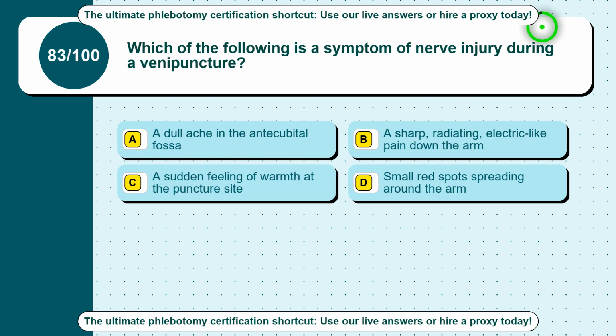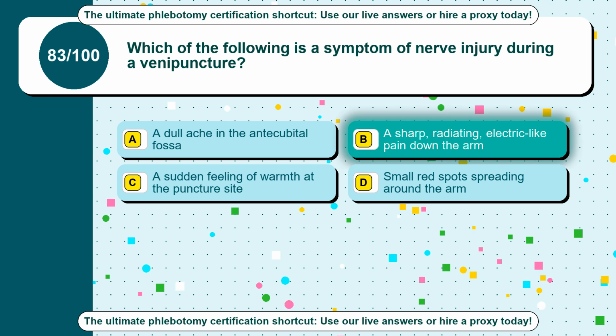Question 83. Which of the following is a symptom of nerve injury during a venipuncture? Option A, a dull ache in the antecubital fossa. Option B, a sharp, radiating, electric-like pain down the arm. Option C, a sudden feeling of warmth at the puncture site. Option D, small red spots spreading around the arm. The correct answer is option B, a sharp, radiating, electric-like pain down the arm.